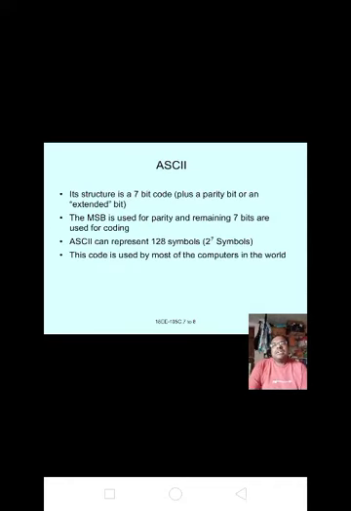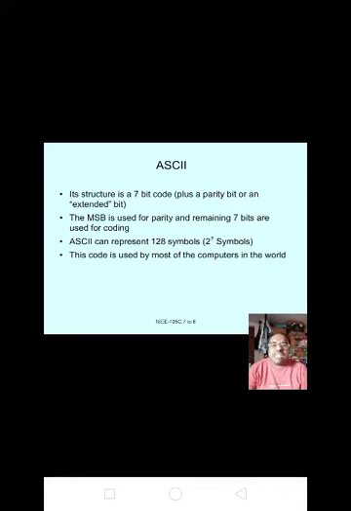ASCII means its structure is a 7-bit code plus a parity bit or an extended bit. The MSB is used for parity and the remaining 7 bits are used for coding. ASCII can represent 128 symbols, that is 2 power 7 symbols. This code is used by most of the computers in the world.